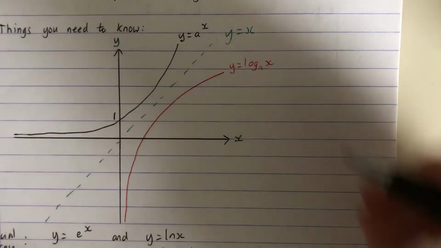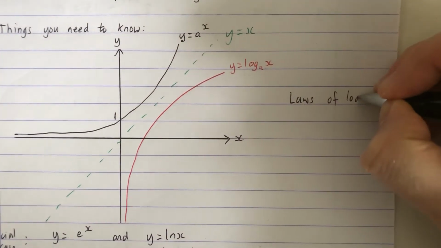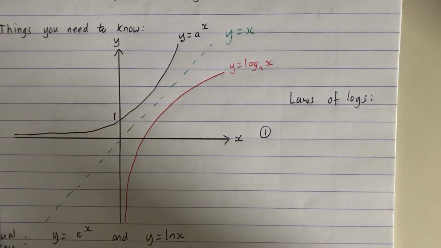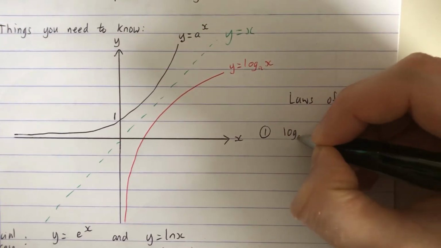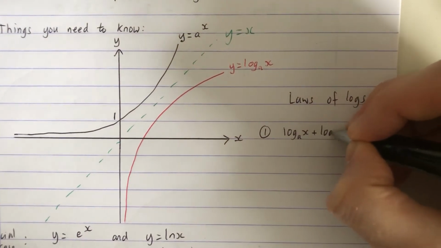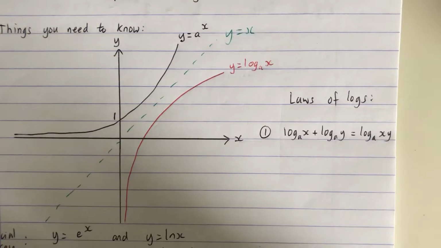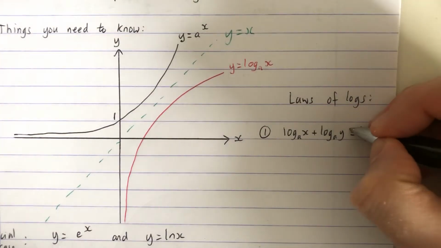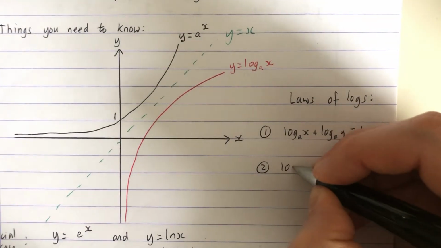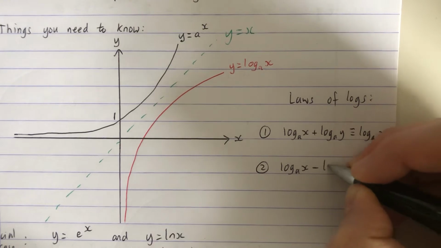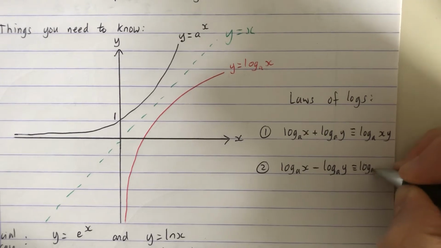Moving on to logarithms though, there's a few laws you need to know. First law is log base a of x plus log base a of y is equivalent to log base a of xy. Probably should write an identity sign for that. Second one, log base a of x subtract log base a of y is equivalent to log base a of x over y.